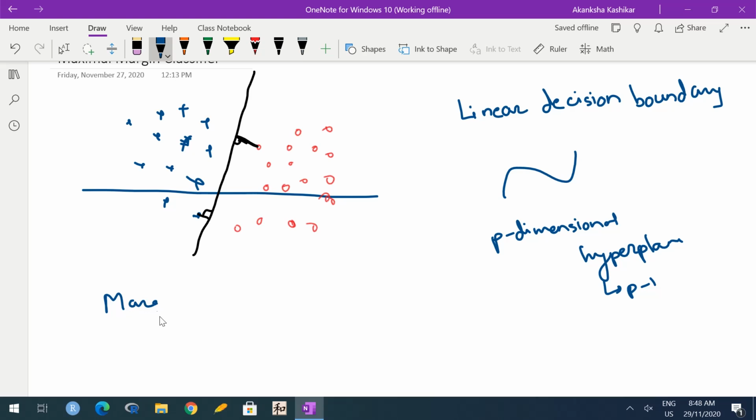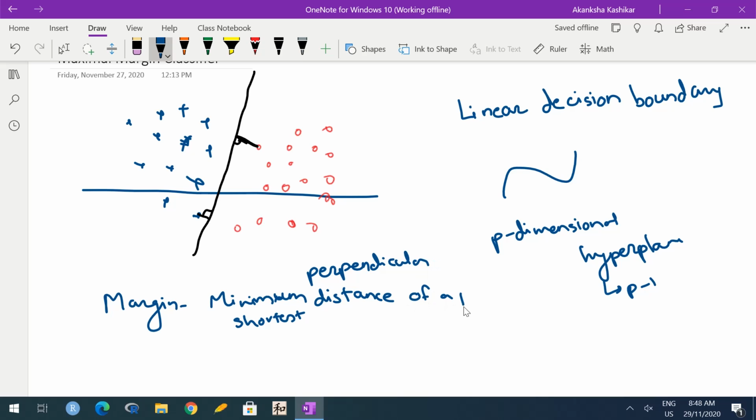So what is margin? It is the minimum distance, or the shortest distance, perpendicular distance of course, of a point from each group to the classifying line, to the decision boundary.